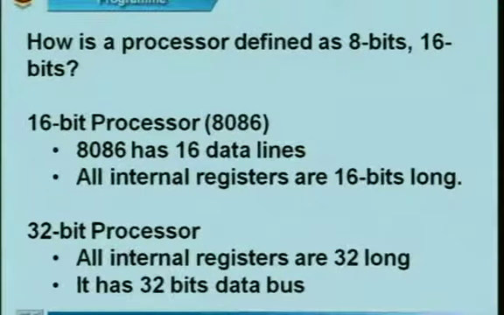Similarly, when you talk about a 32-bit processor, all internal registers are 32 bits long and it has a 32-bit data bus internally. The arithmetic operation is also 32 bits. Now, let us look into the internal architecture of the 8086 and 8088 microprocessor.